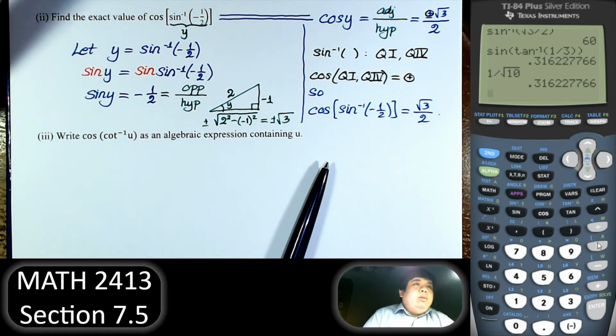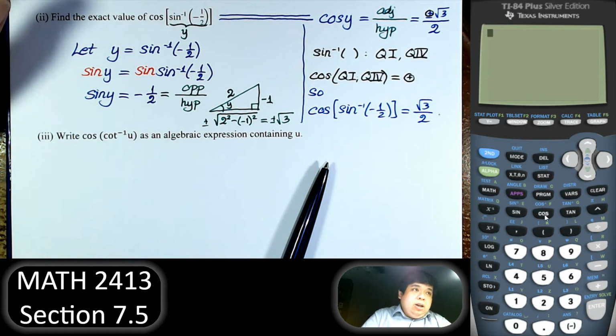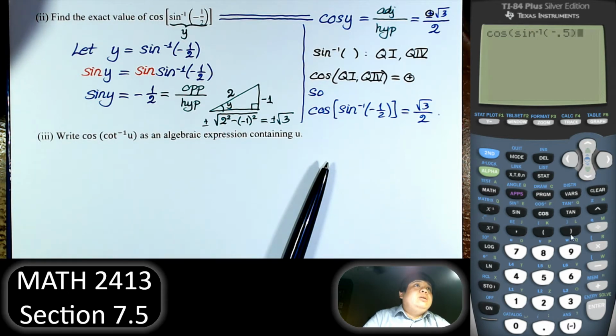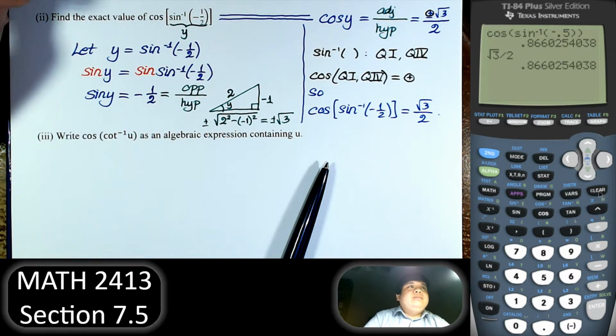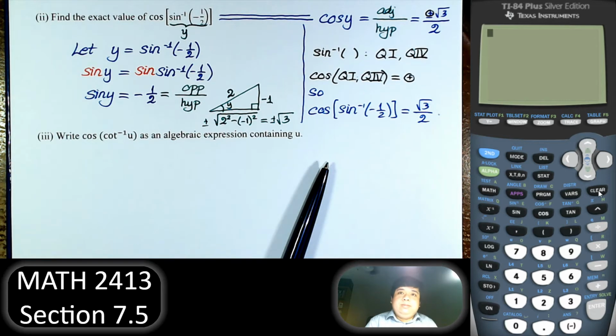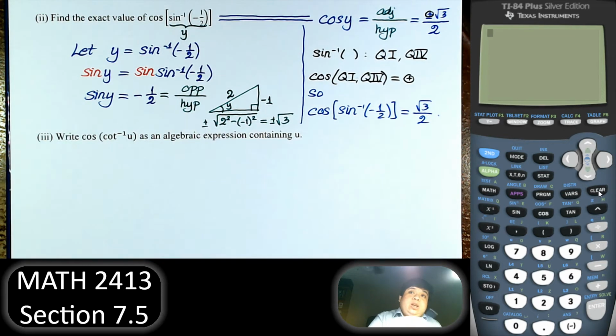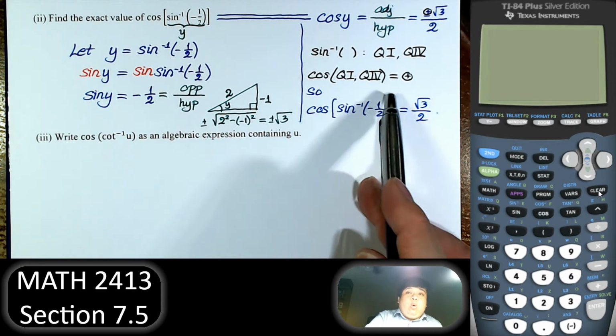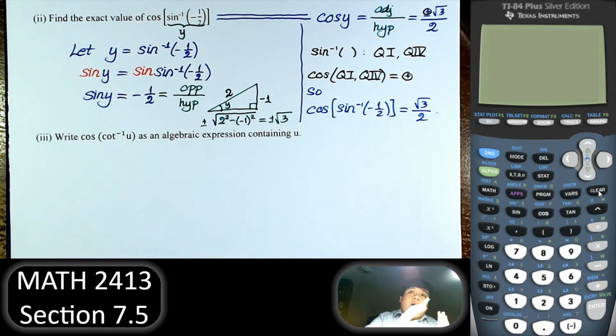Now, of course, we can check cosine of sine inverse of negative 1/2 or negative 0.5. Is that square root of 3 over 2? Yes, it is. So that's good. So I'll just do the inverse and see what quadrant that is, and we have quadrant 1 or quadrant 4. Either case, cosine of quadrant 1 or quadrant 4 is going to be positive. So that's what we have.